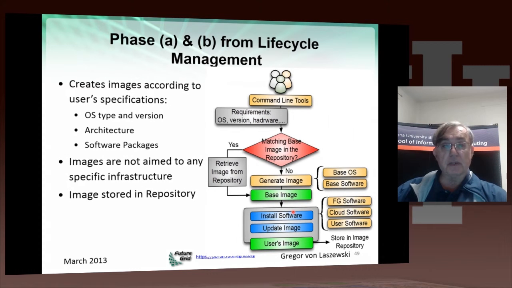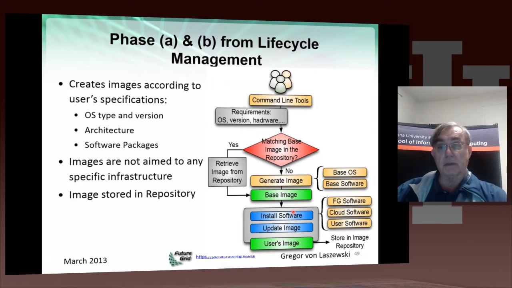Here are the first 2 steps, where the user decides what they want: the particular OS type, the system architecture, the software packages. It is not aimed at any particular infrastructure like Nimbus or Amazon, and the image is stored in abstract fashion in the repository. At this stage, we also check that the software is totally up to date, and we've installed all the particular patches that are needed.